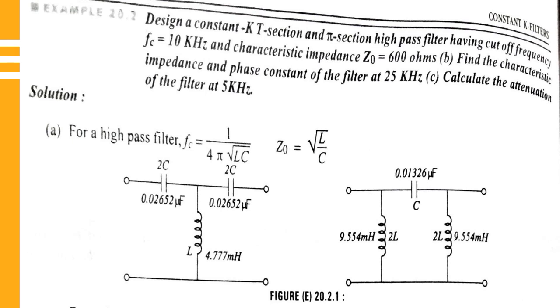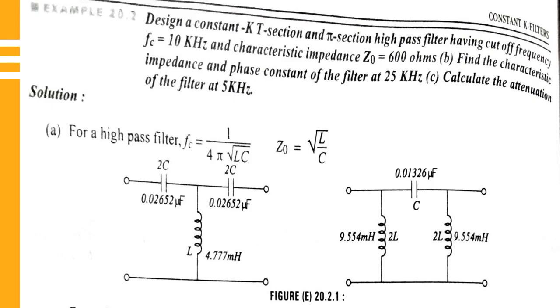For part A, the high pass filter's cutoff frequency fc is equal to 1 by 4 pi root of LC, and the characteristic impedance Z0 is root of L by C. If you observe the two cases, the T and pi sections, the series arm is 2C, here also 2C, and the inductor will be the shunt arm. Whereas in the vice versa case, the capacitor will be the shunt arm, and the series arms are the inductors, 2L, 2L. Don't write the value here. After getting that value, you just substitute it in the T and pi sections.